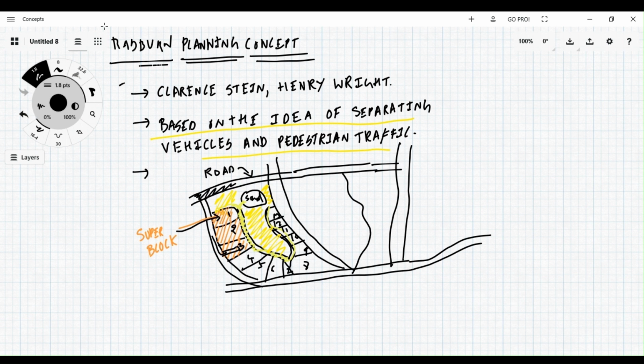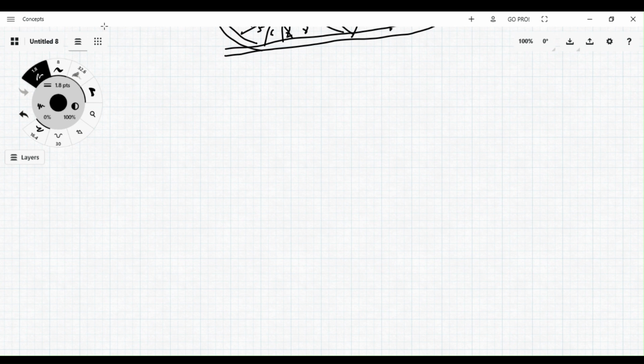Now I will explain the unit plan also in detail. Suppose in this plan there are 13 super blocks. Each super block, one super block plan we will see in detail, so that you will get to understand in a detailed manner how your super block will be. See, it will be something like this.